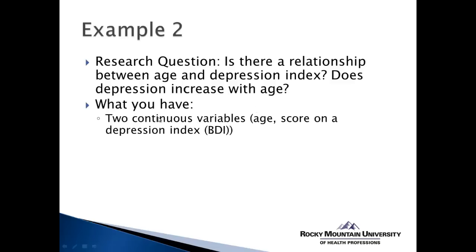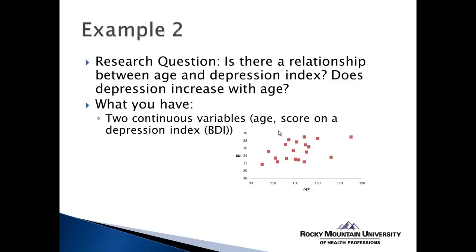So now what we have are two continuous or numeric variables, in this case age and then score on a depression index, in this case the Beck's Depression Inventory, let's say BDI. So now we have two continuous variables that we want to try and relate. So we wouldn't use the chi-square test for independence because the outcome in that case is typically a category. Our outcome now is not a category.